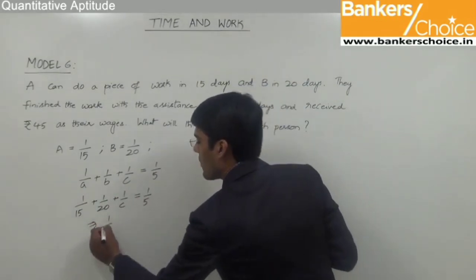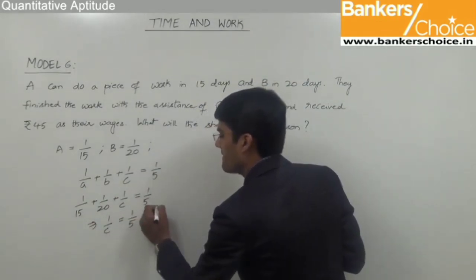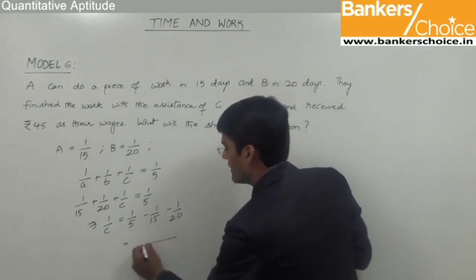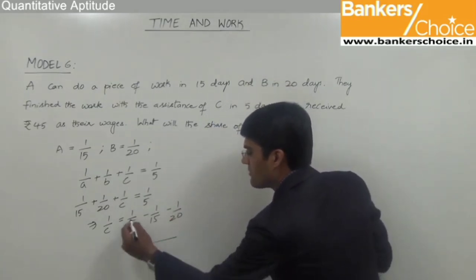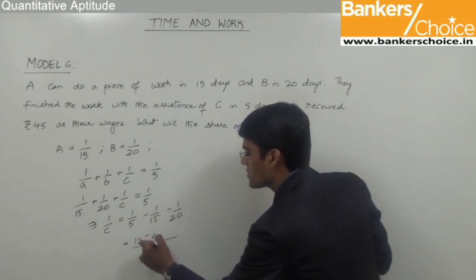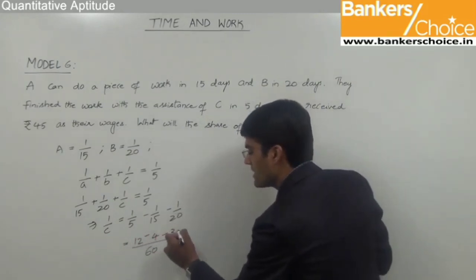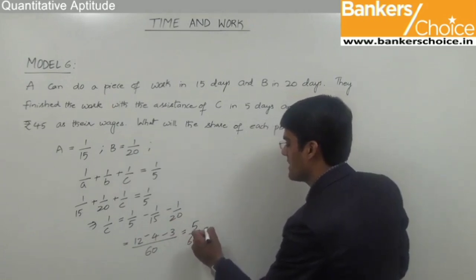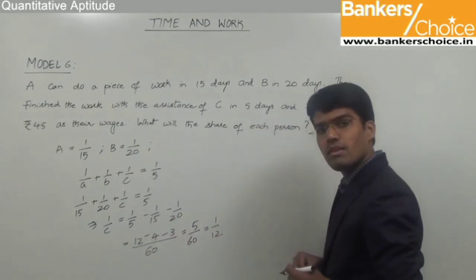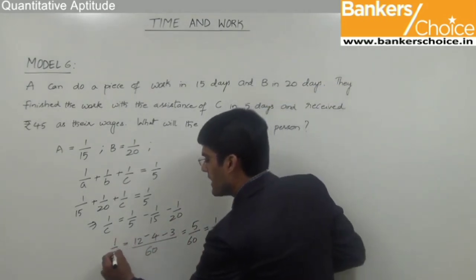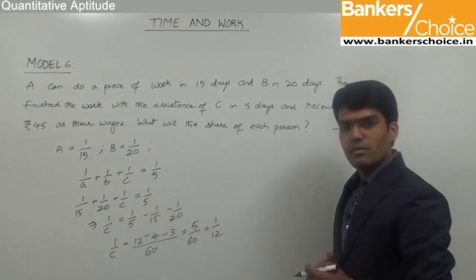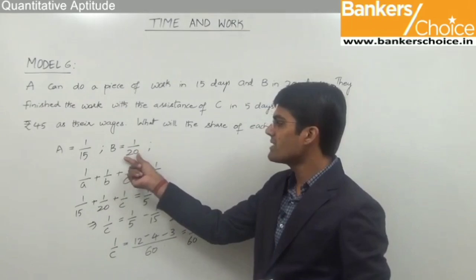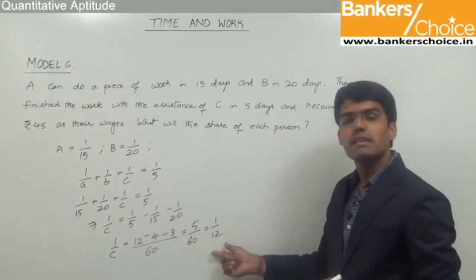So from this 1 by C will be 1 by 5 minus 1 by 15 minus 1 by 20. The LCM here is 60. So 5 goes 12 times, 15 goes 4 times and 20 goes 3 times. So 12 minus 7 is 5 by 60, which is nothing but 1 by 12. So very clearly the work done by C in one day is 1 by 12. So we can say that the capacity of A is 1 by 15, the capacity of B is 1 by 20 and that of C is 1 by 12.